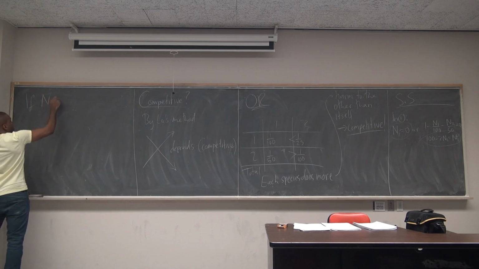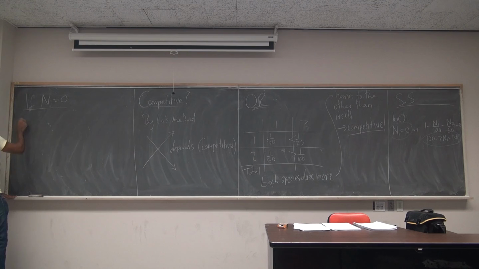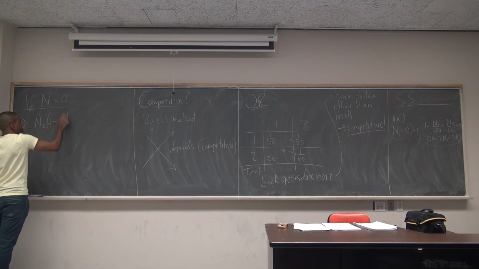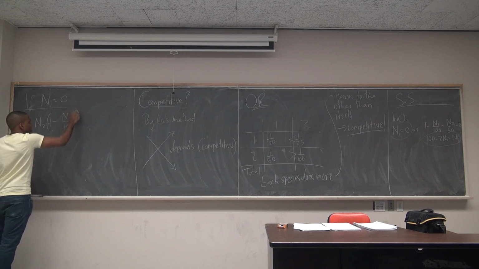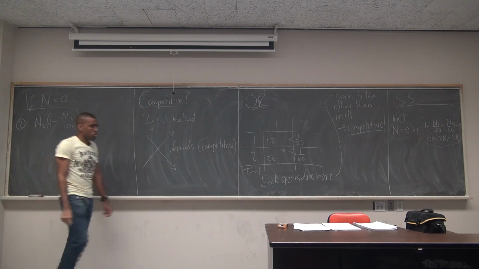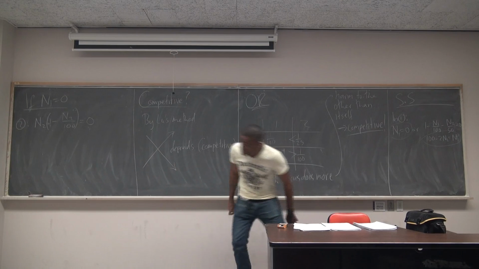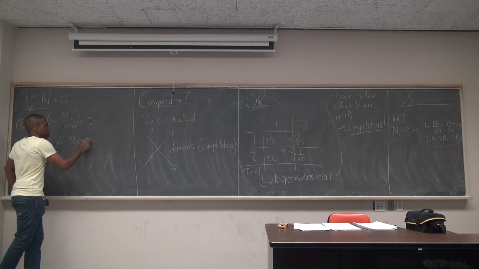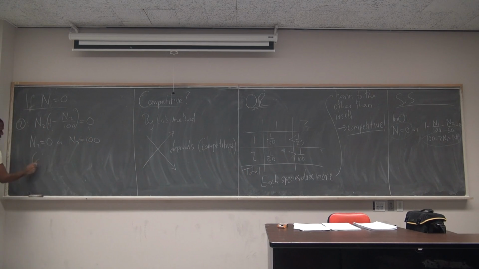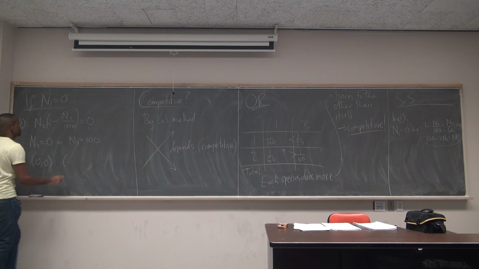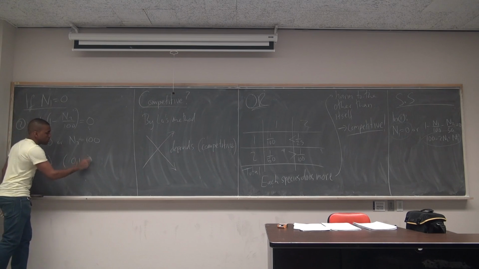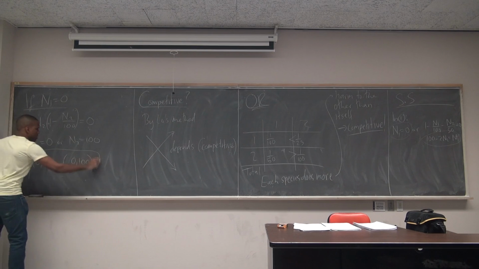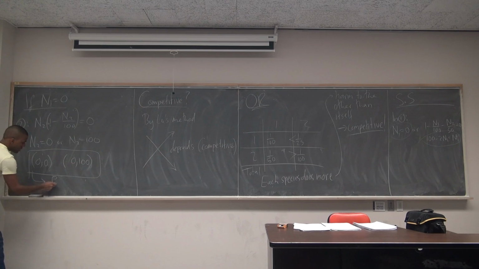So now if n1 equals 0, equation 2 would become something like n2 times 1 minus n2 over 100. Is it over 100? Yes. So which means n2 is equal to 0 or n2 equals 100, in which case I have 2 steady states, 0, 0 or 0, 100. So these are 2 of my steady states.